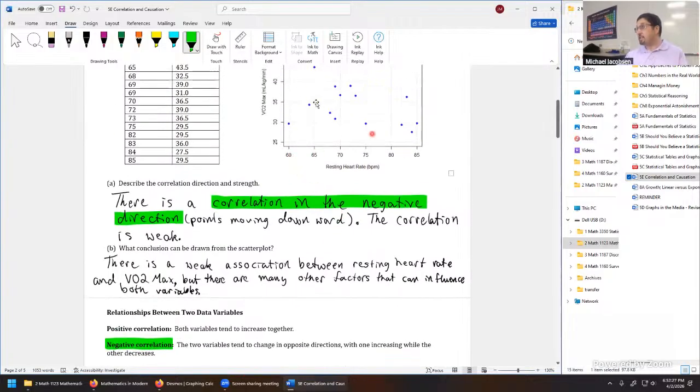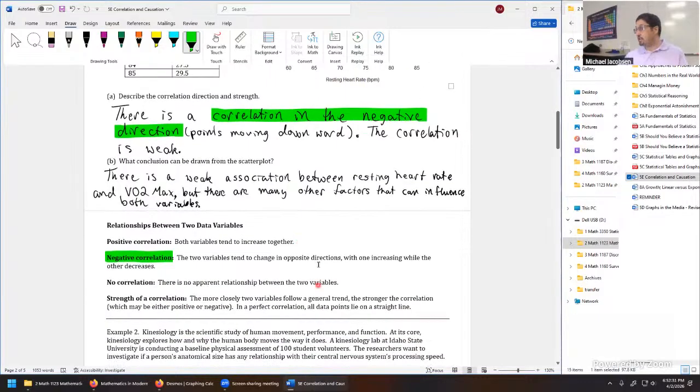When heart rate increased, VO2 max tended to decrease. So that one was changing in the opposite direction, with one increasing while the other decreases. So that gives us negative correlation. Positive correlation is just the opposite, both of them increasing. And it's possible that you did a study and the two variables that you're interested in, even if you suspected they might influence each other, might have nothing to do with each other. And that would be a graph conveying no correlation, no apparent relationship between the two variables whatsoever.